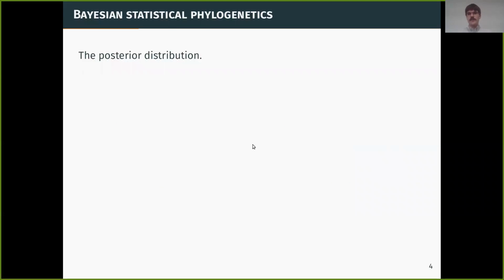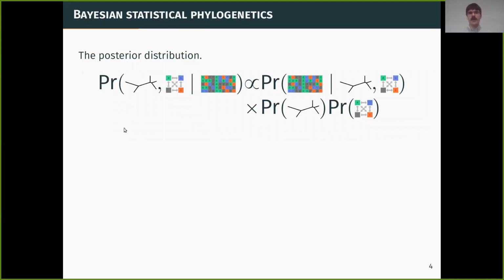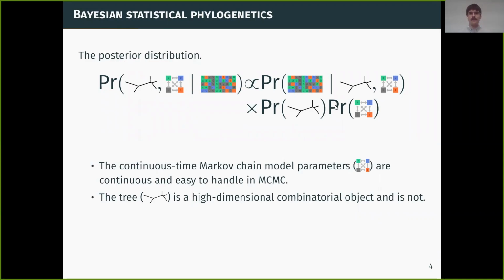That gives us this posterior distribution on trees and CTMC parameters given the data. We, of course, have a phylogenetic likelihood. We have priors on the trees. We generally assume all topologies are uniformly a priori likely. And we have some priors on our rate parameters. Now, for diagnosing MCMC performance, the CTMC parameters are pretty easy. They're continuous. The tree is not continuous. It is high dimensional, combinatorial, and altogether weird.